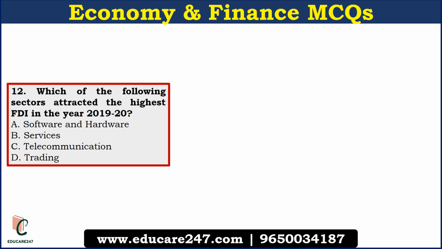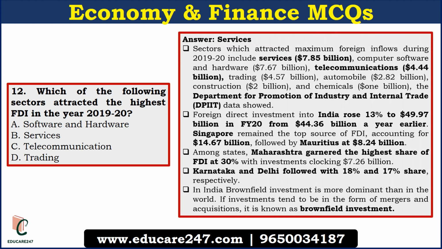The next question is, which of the following sectors attracted the highest FDI in the year 2019-20? Answer is services. According to the recent data published by the Department for Promotion of Industry and Internal Trade, the service sector attracted the highest FDI during the year 2019-20, and that is 7.85 billion. Computer and software industry attracted 7.67 billion. Telecommunication industry attracted 4.44 billion. Automobile industry attracted 2.82 billion. Other figures you can see, construction is 2 billion.